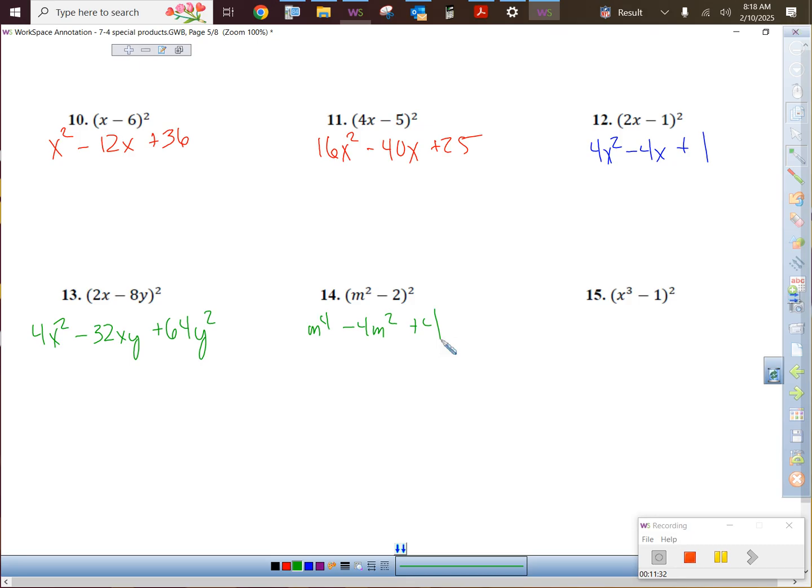And then finally, what's x cubed squared going to be? Is it x to the fifth or x to the sixth? X to the sixth, because you're doing power to a power, you multiply the exponents. Minus 2x cubed plus 1. What do you think about the trick?